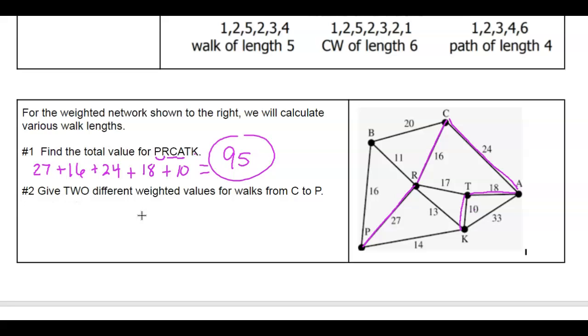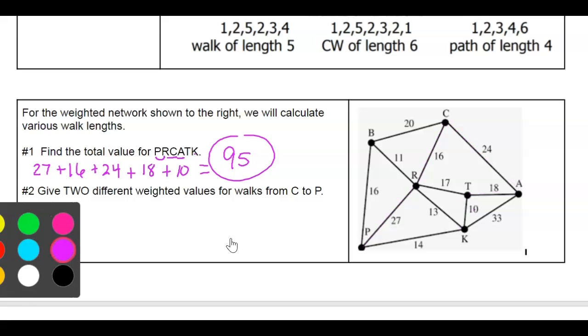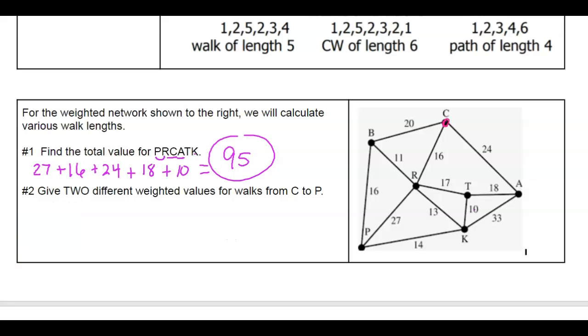Number 2: give 2 different weighted values for walks from C to P. Remember, a walk means I can repeat them. It doesn't matter. I can start anywhere and I can stop anywhere. So I want to start at C and go to P. One might be C to R to P. C to R is 16, and then R to P is 27. If we add those together, we get 43. That's one weighted value.